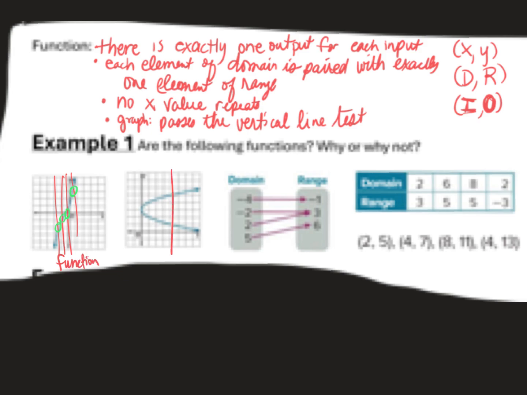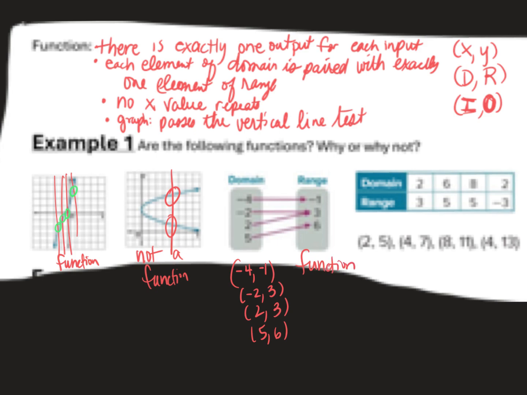Would this one pass the vertical line test? No, so it's not a function. Next, we have a relation in the form of a mapping. If it's easier for you to see by making a list of ordered pairs, then please do. So I've got -4, -1; -2, 3; 2, 3; and 5, 6. Did an x value repeat? No, so this is a function.